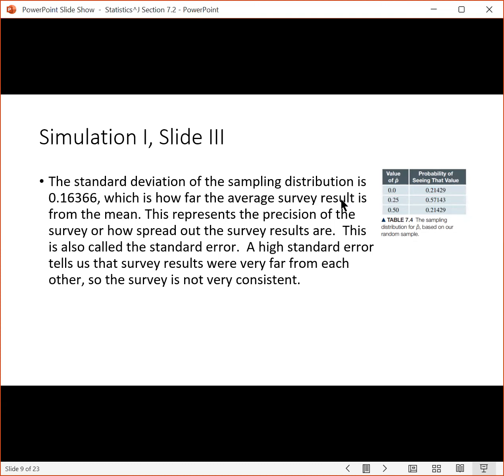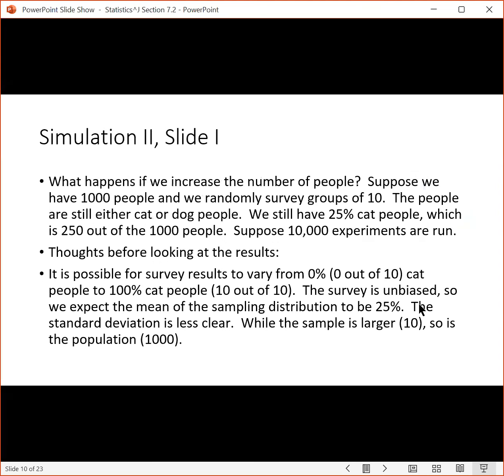relative to p hat. So that's relative to this number here. So our range for p hat goes from 0 to 0.5, and to have a 0.16366 standard deviation on that, that's a huge part of our distribution. Okay, so that's the first simulation.